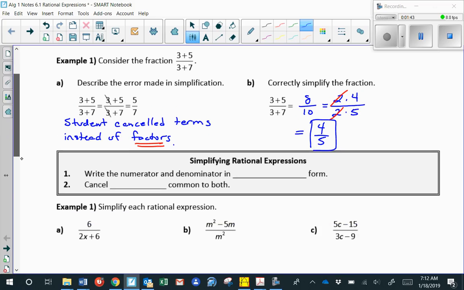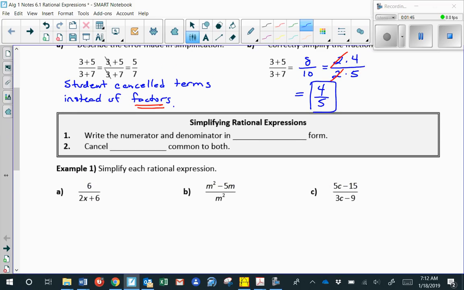Okay, so the same thing is true about simplifying rational expressions. If I want to simplify a rational expression, I'm going to write the numerator and the denominator in factored form first, and then I'm going to cancel the factors that are common to both. Notice the word factor. That's a very, very important term with regard to what we're doing today.